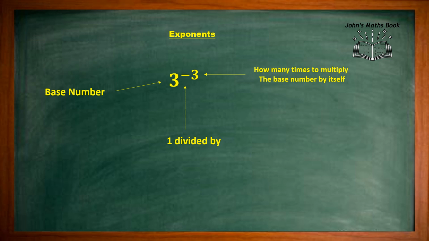So in this case, 3 to the power of negative 3 means 1 divided by, and then the exponent part. So 3 times 3 times 3, which in this case is 1 divided by 27.